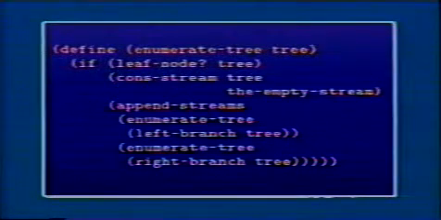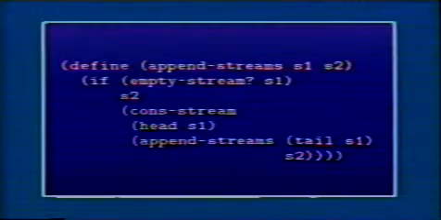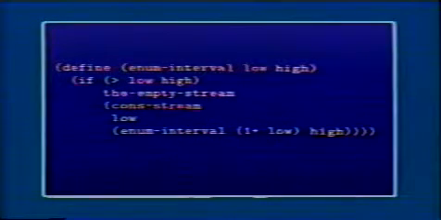How would I enumerate the leaves of a tree? Well, if the tree is just a leaf itself, I make something which only has that node in it. Otherwise, I append together the results of enumerating the left branch and the right branch. And then append here is like the ordinary append on lists. You can look at that. That's analogous to the ordinary procedure for appending two lists. How would I enumerate an interval? This will take two integers, low and high, and generate a stream of the integers going from low to high. And we can make a whole bunch of pieces.